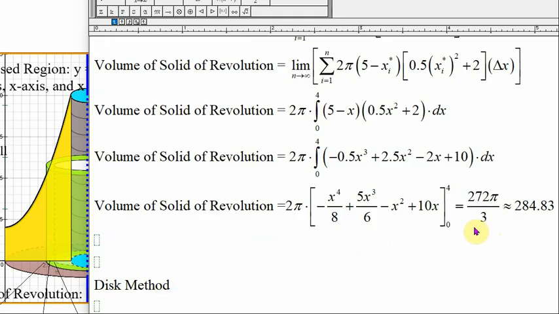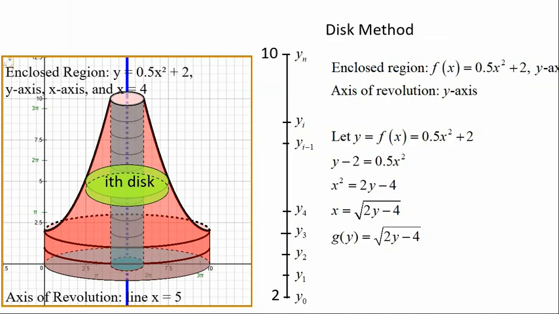The process is going to be much more involved than the shell method. So now let's use the disk method to find the volume of the solid of revolution that we want, and we'll see that we get the same answer. For this solid of revolution with the hole in the middle, to find the volume, what we can do is this.